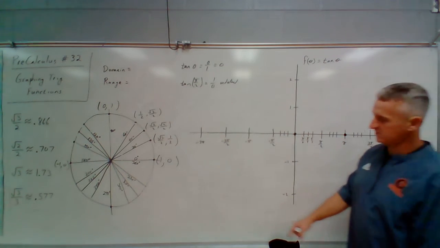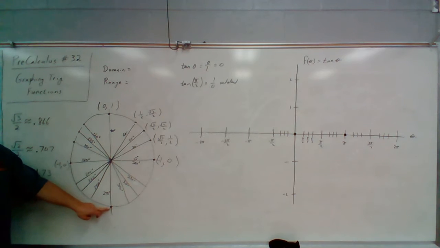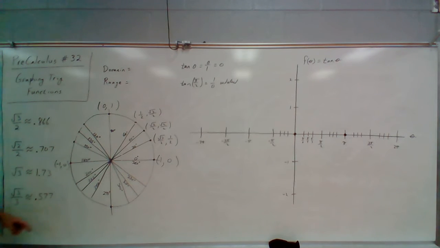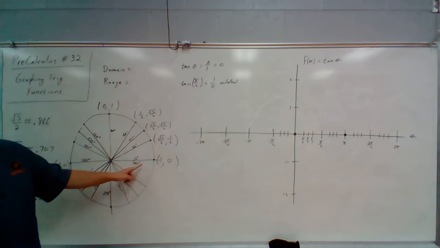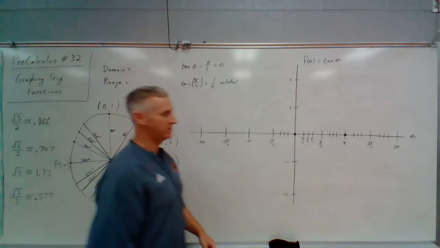Tangent of 3 pi over 2. That's y over x for this point. My x value is 0, so this will be undefined, so we can't plot that point. All the way around to 2 pi, the tangent of 2 pi, y over x, 0 over 1 is 0, so we can plot that point.